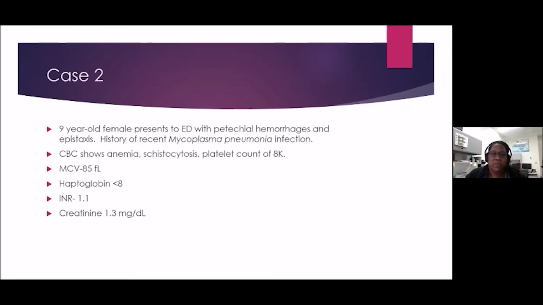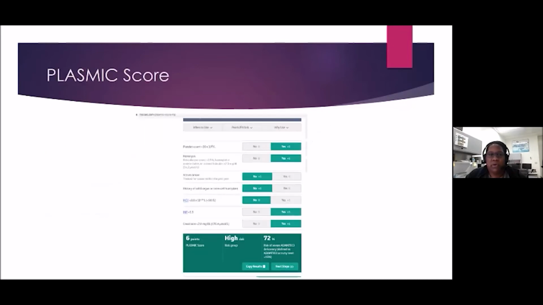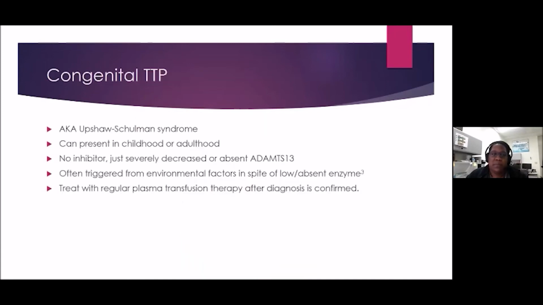Haptoglobin's undetectable, less than 8. Her INR is fine. Her creatinine is increased, but not horribly increased. So I know you can't see this well, but just trust me. I calculated her PLASMIC score, and it's 6, which gives, again, a 72% chance of her having a severe ADAMTS13 deficiency. So what I suspect is going on here is congenital TTP.